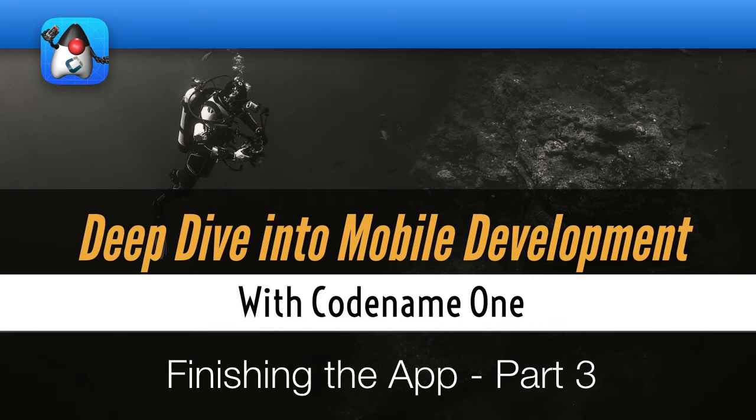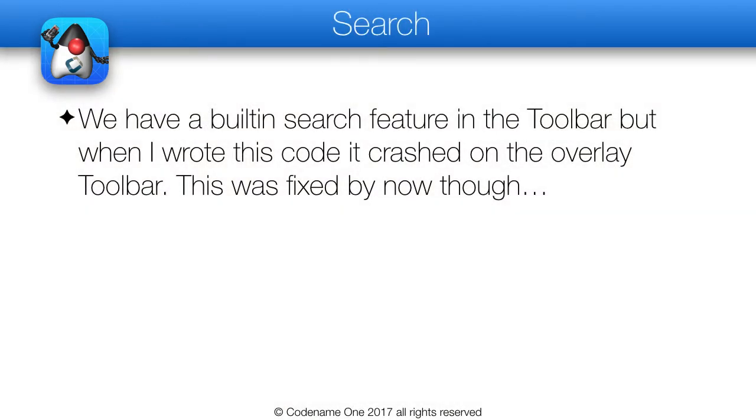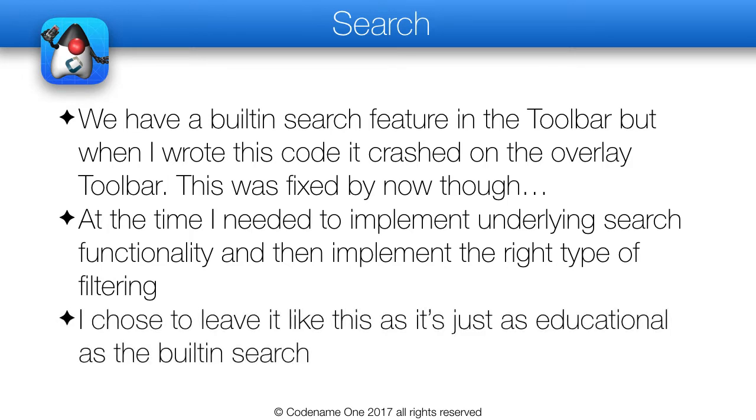In this section, we'll discuss selection in the category list and the search functionality. When I initially built this code, I had some issues with the search feature in the overlay toolbar, which have since been resolved. I ended up implementing this code manually instead of using the built-in search toolbar API. I think it's still a good exercise and helps understand how these things work, so I didn't change the code back to search toolbar despite the fact that it should work now.